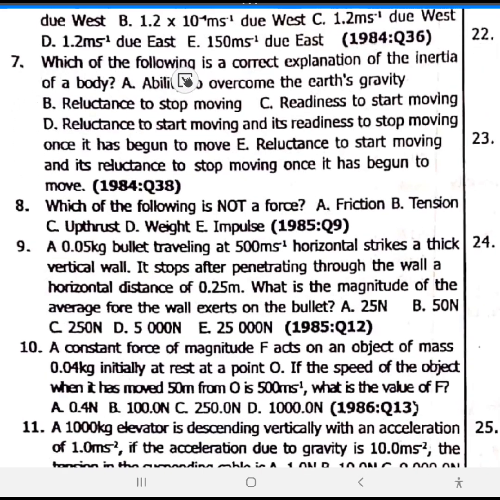7. Which of the following is a correct explanation of the inertia of a body? Inertia, right guys, means reluctance to start moving and reluctance to stop moving once it has begun to move. So 7 is option E.